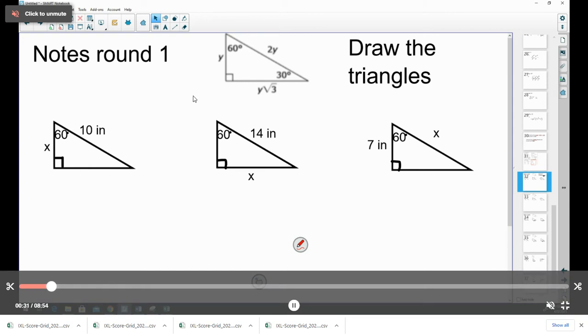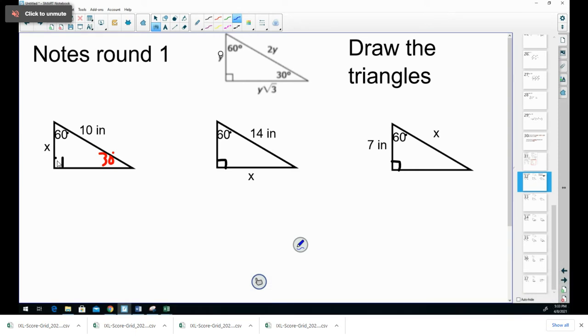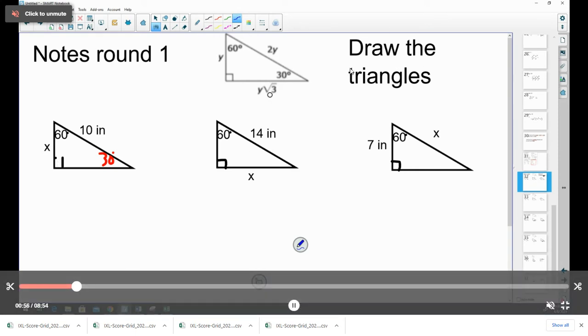So up first, notes round 1, we have a 60, 30, 90 right triangle, which we can see by the right angle and the 60-degree angle. We're going to know that this is 30 degrees because remember the angles in a triangle add up to 180. So 60 and 30 is 90, plus 90 is 180. Again, make sure you draw the triangles.